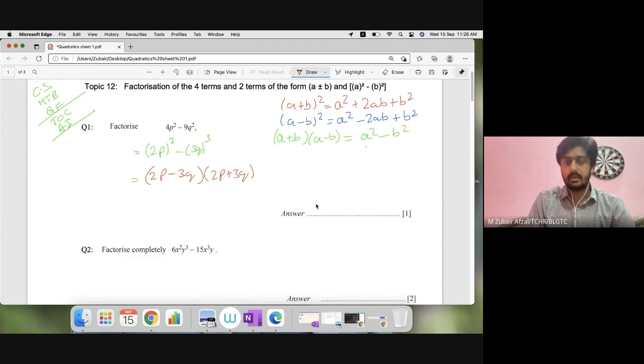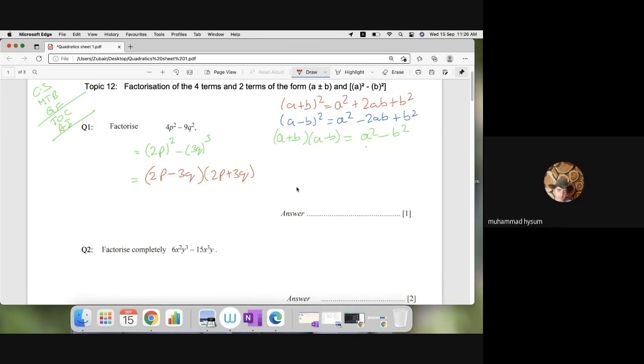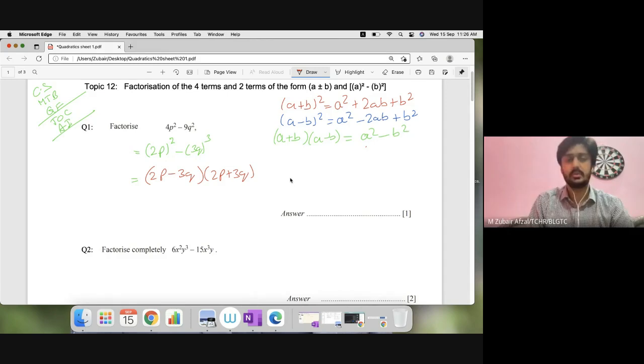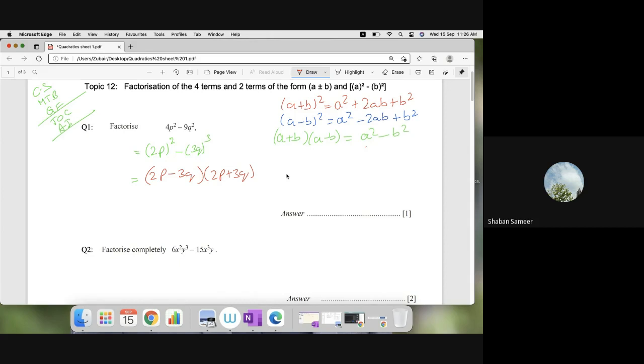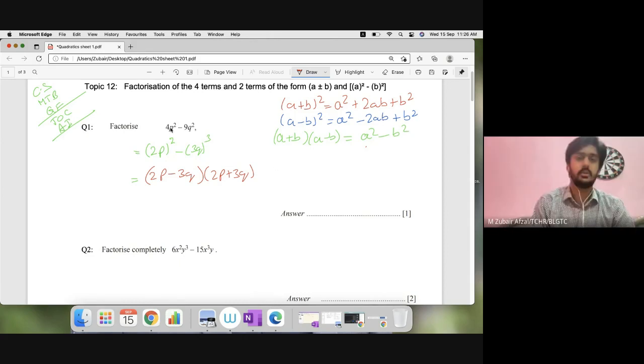Others, do you have any problem? We've applied the third identity. If there is any confusion, tell me, let's discuss now. Sir, why have you written 2p? I needed to convert this into the third identity form, a square minus b square. For example, if I have x square minus 36, may I write it as x square minus 6 square?